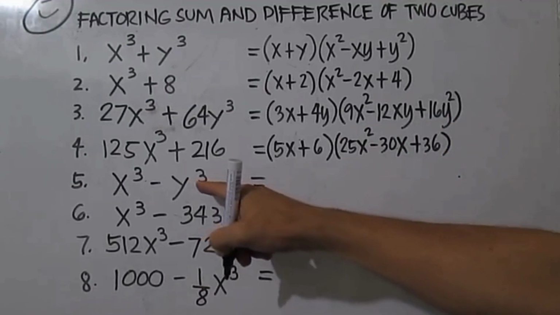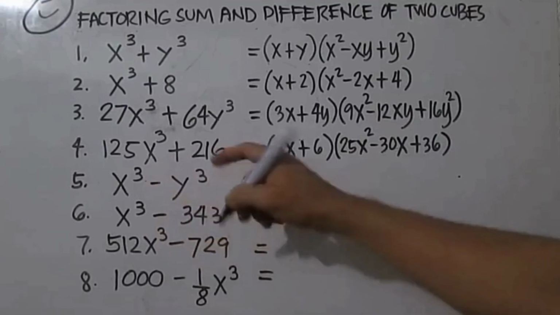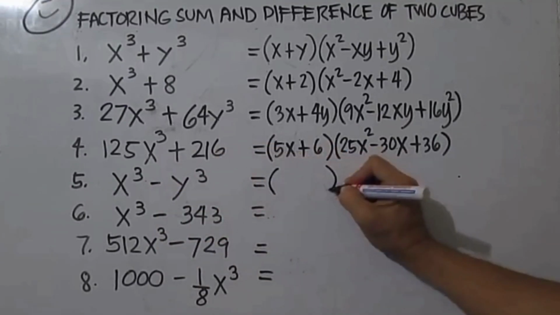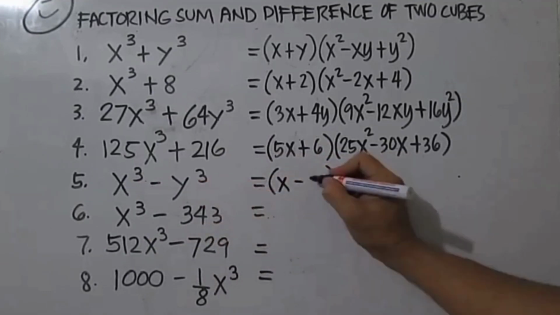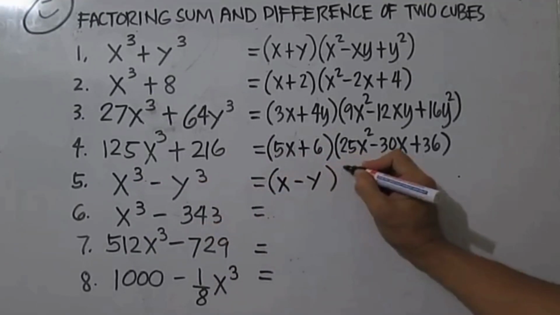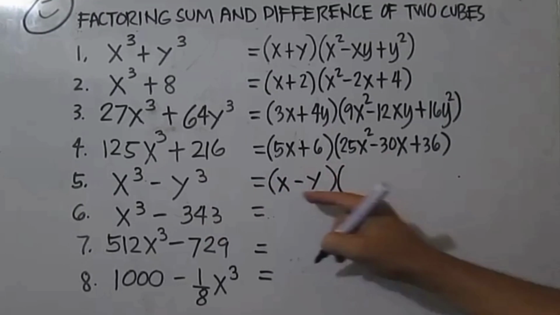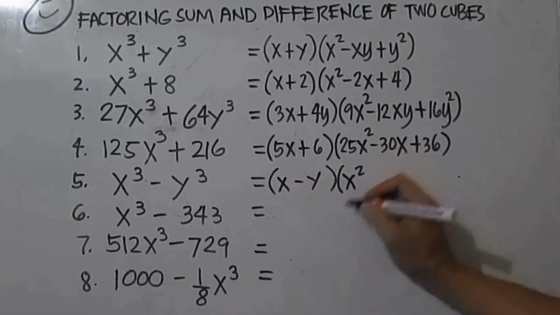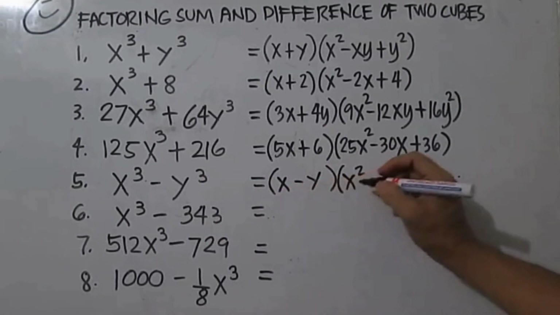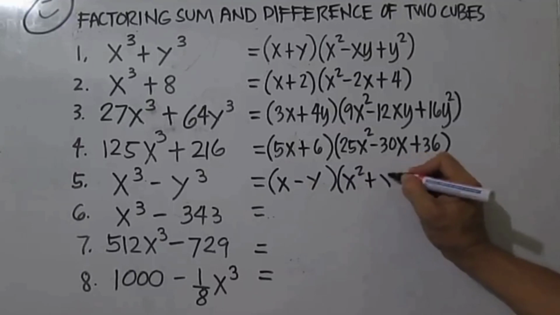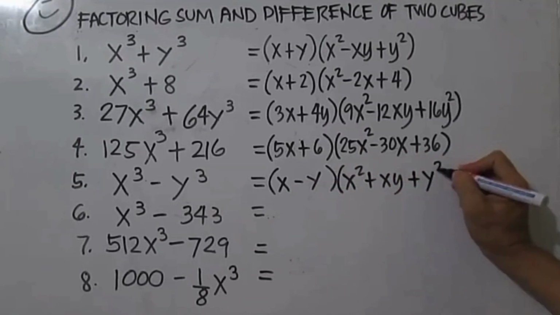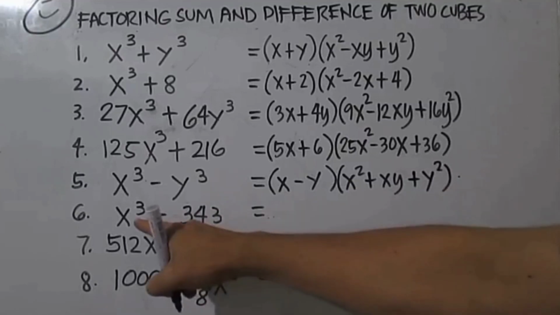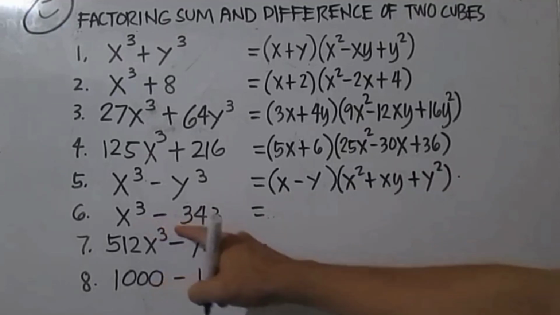Now, x cubed minus y cubed. Look at this, the operation is subtraction. So we have x minus y, then you have to square the first term, that is x squared. Then multiply the first and the second term, opposite sign, so that is positive xy plus y squared. Now, moving on to number 6, x cubed minus 343.